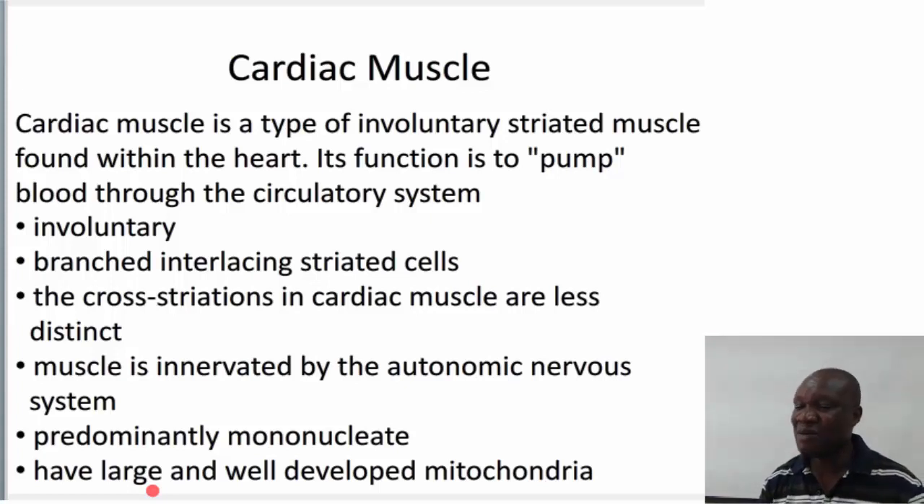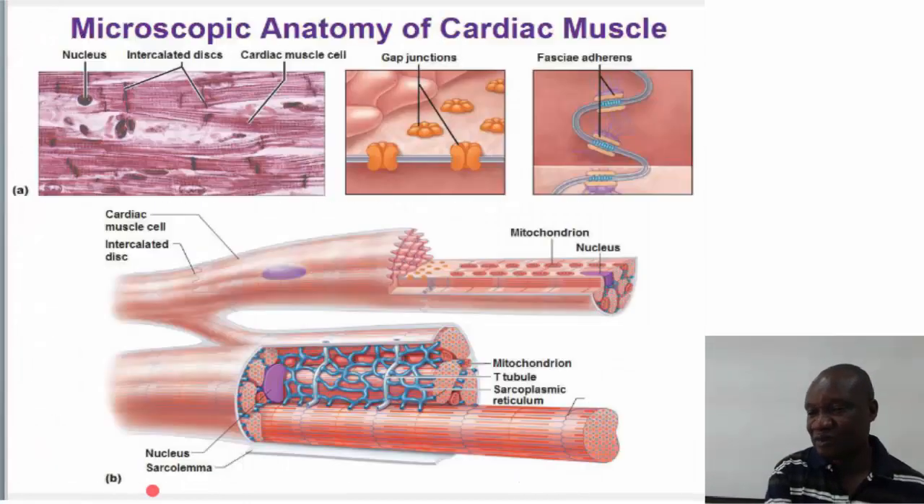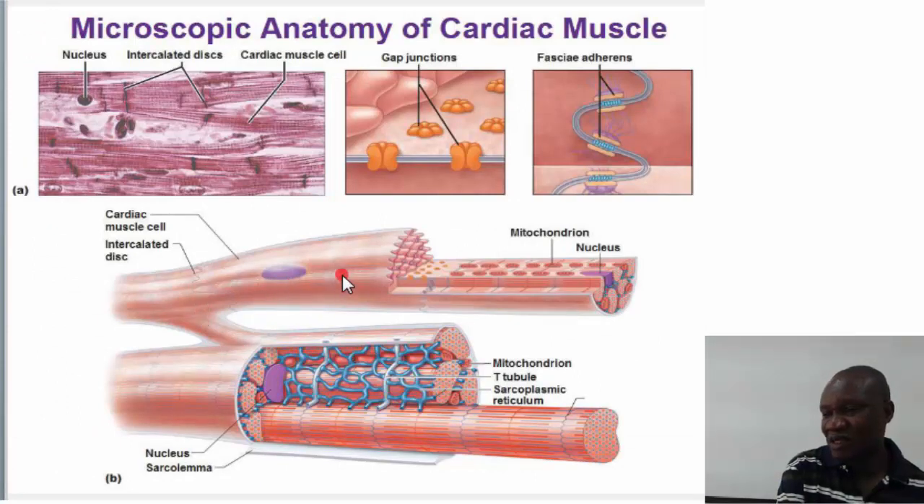Now, the cardiac muscle cells are branched, interlacing striated cells, right? They are branched. It's not like the skeletal muscle, which is cylindrical. So you see, that's cardiac muscle. The cells are branched, but the arrangement is similar to that of the skeletal muscle.